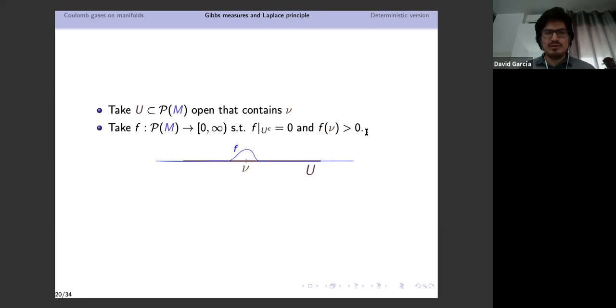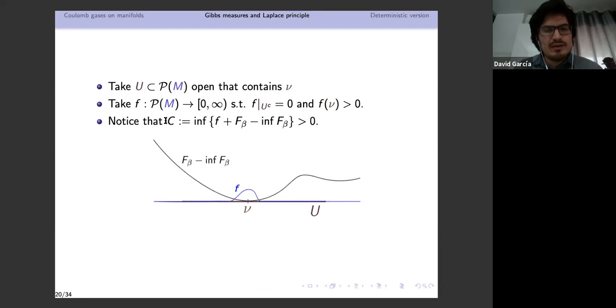Now, given these conditions, we can see that this constant c is positive. This is because f beta minus the infimum of f beta is 0 only at nu. So outside nu, this quantity is positive. But at nu, f is positive. So this expression is positive everywhere. And since f beta has compact level sets, the infimum is attained at some point. So the infimum must be positive. The important aspect here is that this constant c is positive.